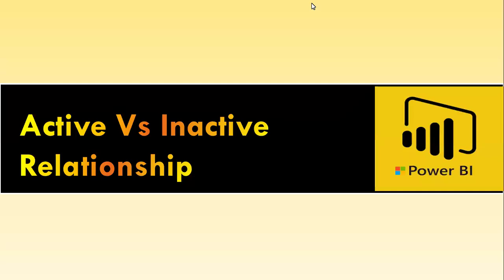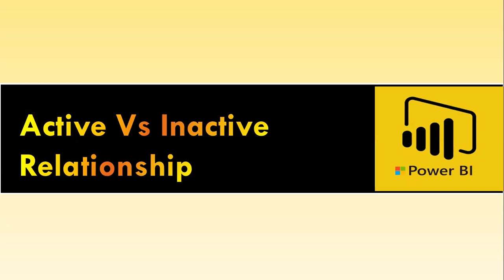So what is an active and inactive relationship? The active relationship propagates the filters to other tables. The inactive one doesn't pass the filter. Okay. So you know what a filter is, right? Sorry, you know what a filter is? Filter is nothing but the relationship. You should have created the relationship between the tables.